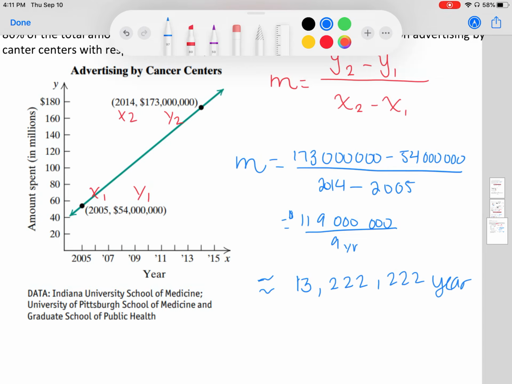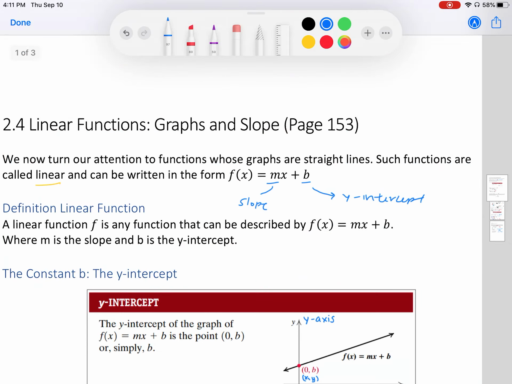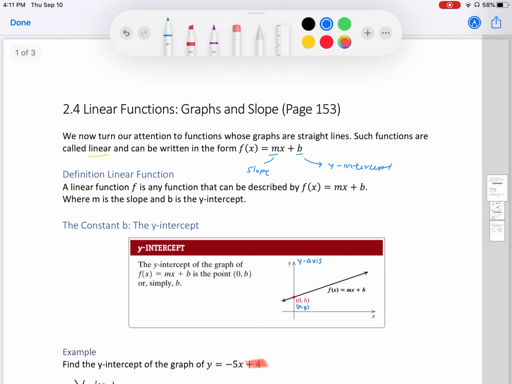That is, the amount spent on advertising by cancer centers has increased at a rate of about 13,222,222 per year. And this is how you can see slope in an application type of problem. All right, that's it for this section. Now for this section, we discuss specific pieces of a graph, such as your slope and your y-intercept. Thank you.